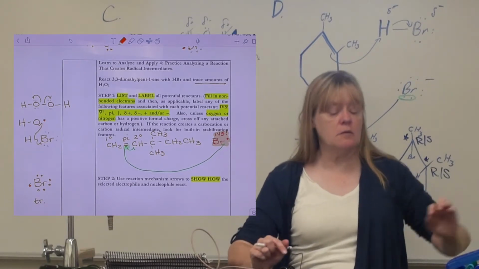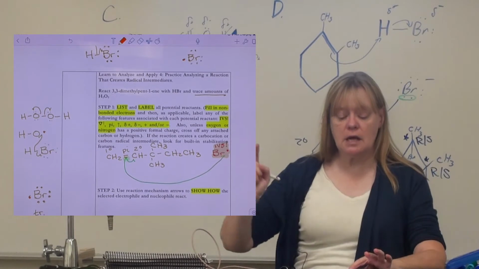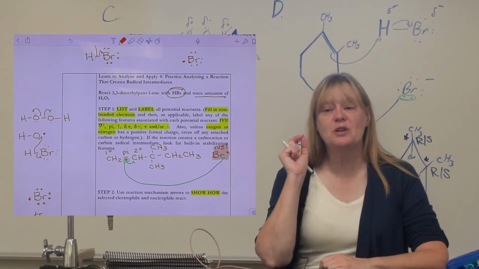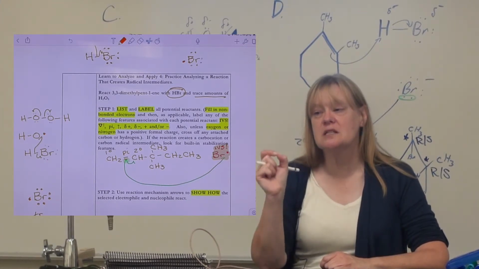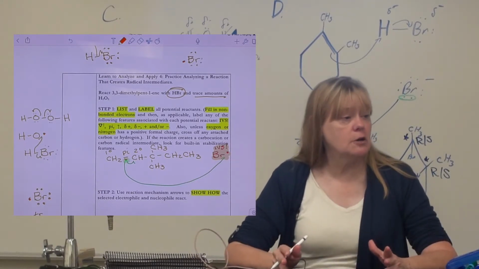They're off the table. All we have left is the alkene, the bromine radical, and we're still going to have hydrobromic acid that hasn't reacted because we only put in a trace amount of peroxide, so we've only used up a trace amount of the HBr. So those are going to be the list of reactants from here on out.